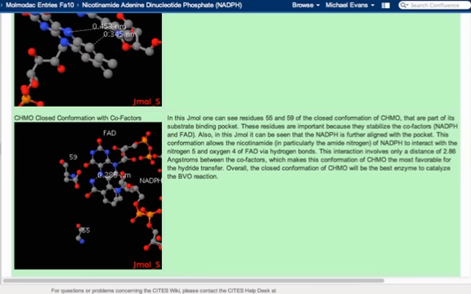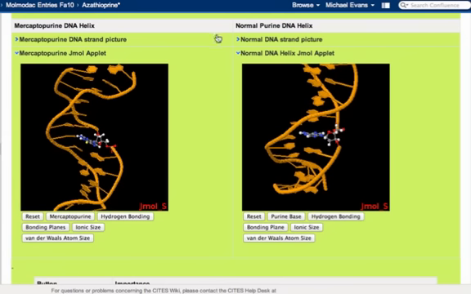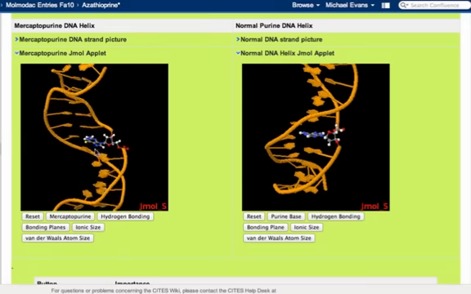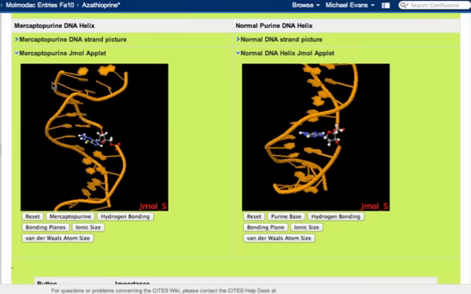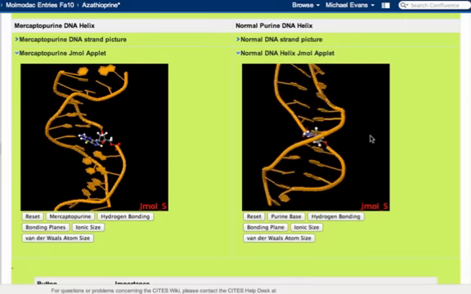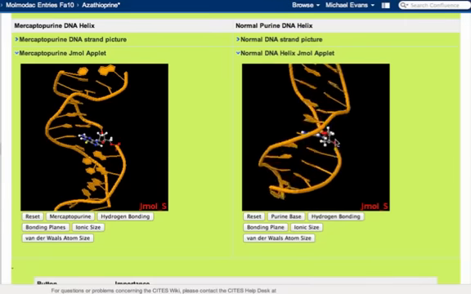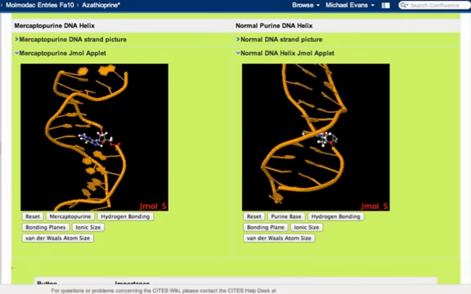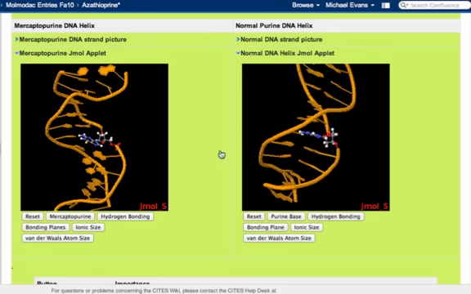Moving on to another page from the fall of 2010, the azathioprine page did a really nice side-by-side comparison of two JMOLs. On the left, you're seeing a JMOL involving this mercaptopurine base, this weird base that causes a kink in DNA, and that's clearly visible from their JMOL image, and it's compared to normal DNA where the double helix continues unhindered in the presence of a normal purine base.